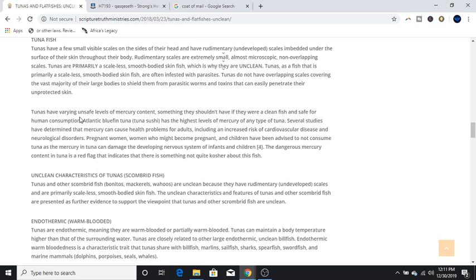Tuna fish. Tuna have a few small visible scales on the sides of their head and have rudimentary undeveloped scales embedded under the surface of the skin throughout their body. Rudimentary scales are extremely small, almost microscopic, non-overlapping scales. Tuna are primarily a scaleless, smooth-bodied skin fish, which is why they are unclean. Tunas, as a fish that is primarily a scaleless, smooth-bodied skin fish, are often infested with parasites. Tuna does not have overlapping scales covering the vast majority of their large bodies to shed parasitic worms and toxins that can easily penetrate their unprotected skin.